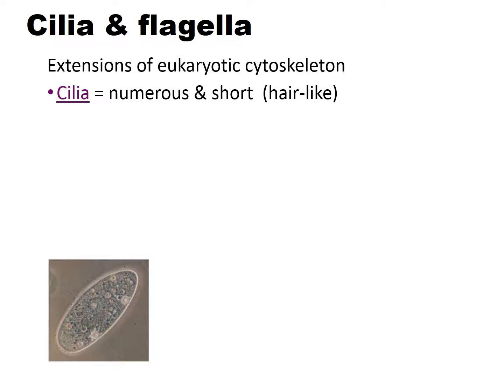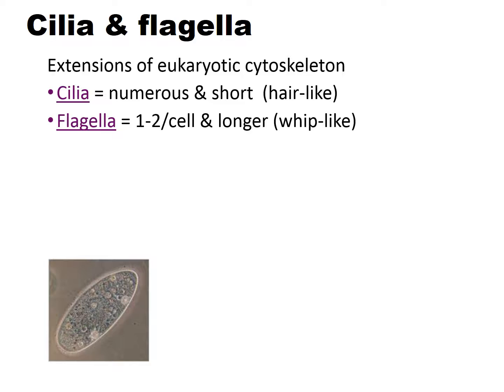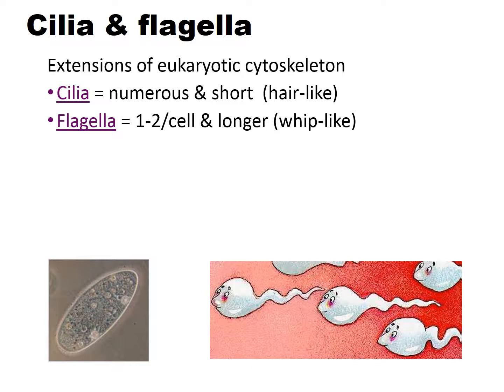Speaking of cilia and flagella, these really are just parts of the cytoskeleton that have gone through the cell membrane and extend out into the external environment. If there's lots of them, and they're really short, like on this paramecium, we call them cilia. Flagella are longer. You typically only have one or two per cell, though some cells do have more.